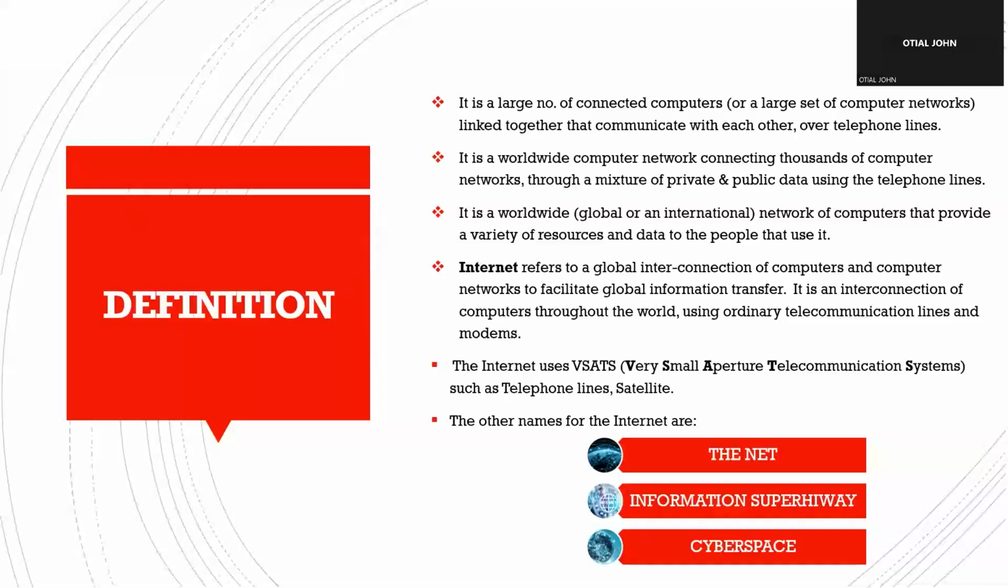So what are some of the other names of the internet? The first name is what we call the net. The other name of the internet is what we call the information superhighway. And the last one is what we call cyberspace.